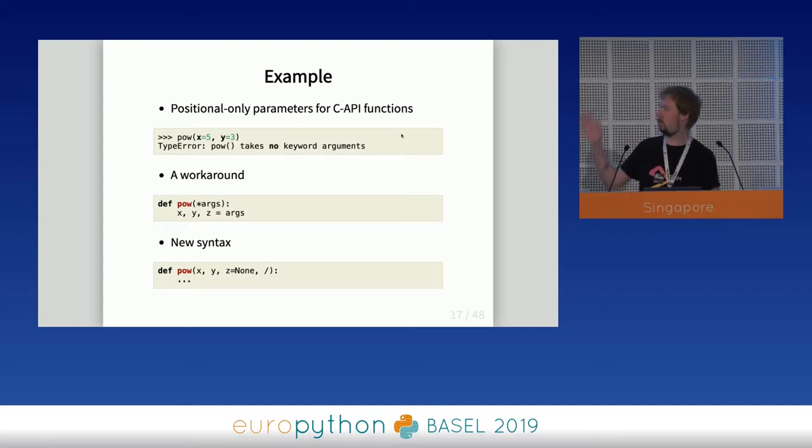And people used this workaround to have this star args argument, and then they assigned basically the parts of this tuple to specific local variables, which worked, but it was not ideal because it was hard to get what this function did just by looking at its signature, and you had to look into the documentation or the implementation of the thing. So now we have a new syntax where everything that is before this slash separator is actually a positional only argument, and everything after the slash is anything else, keyword or positional or only keyword and so on.